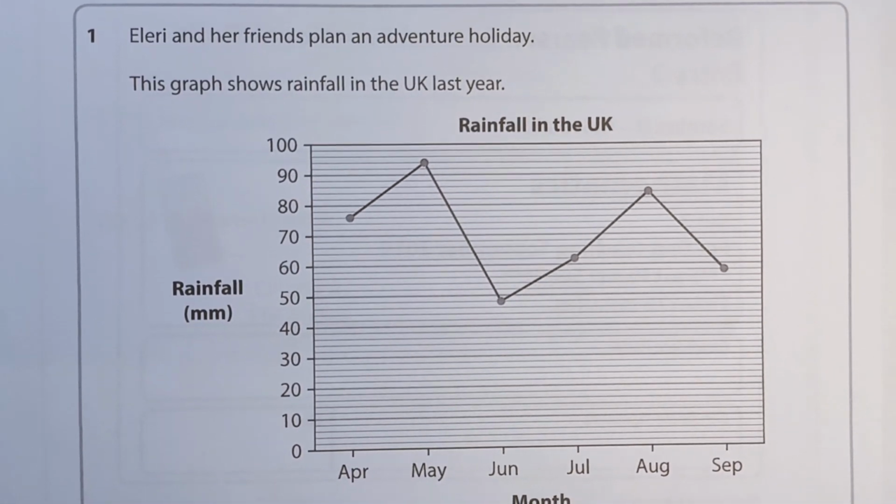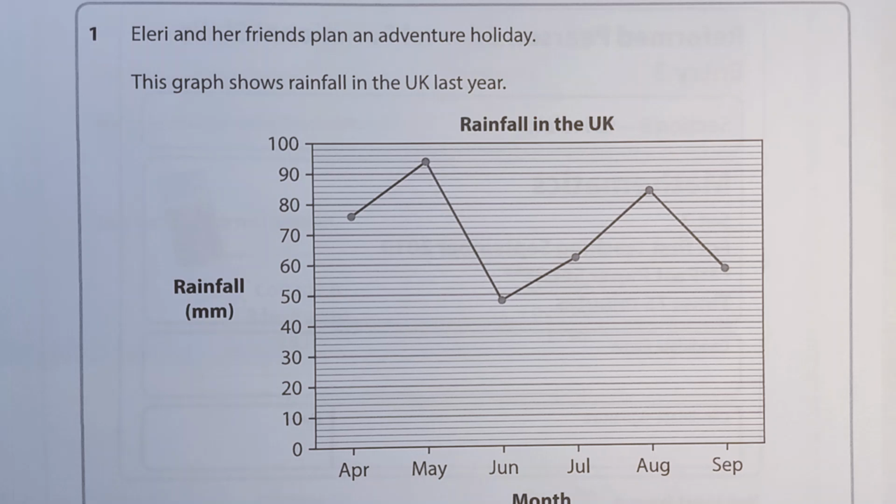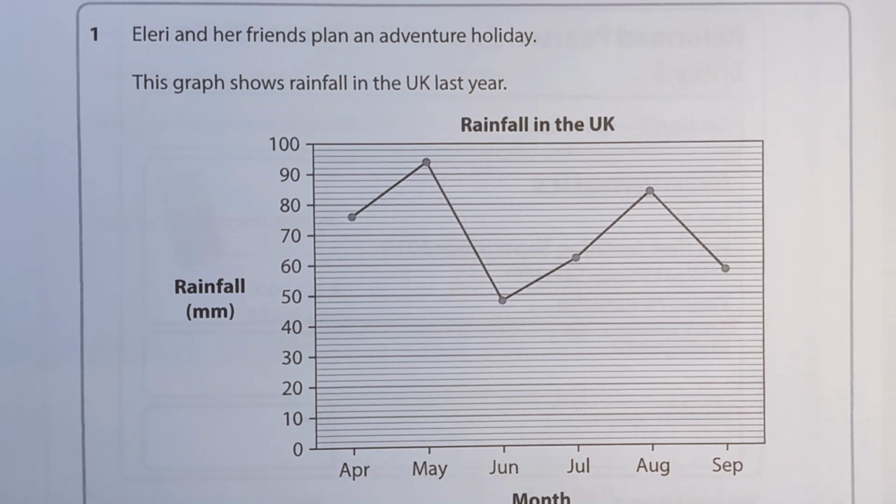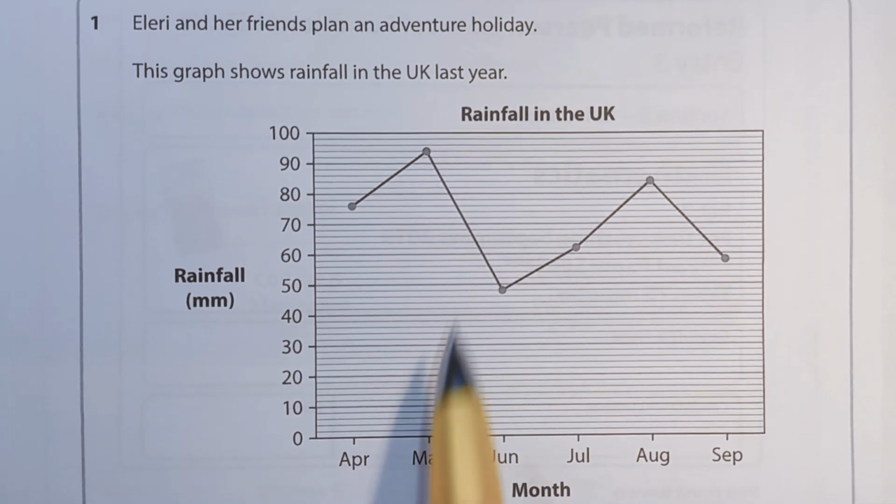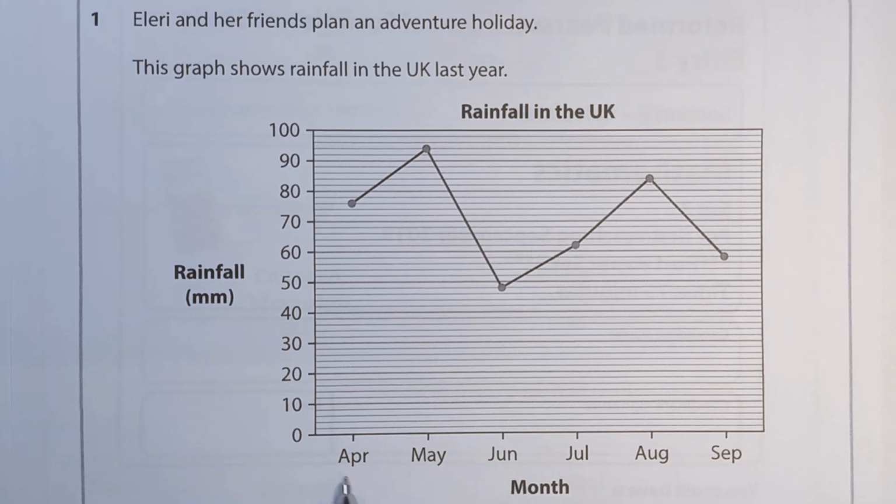Question 1. Ellery and her friends plan an adventure holiday. The graph shows rainfall in the UK last year. So we've got rainfall in the UK. We've got the months down at the bottom. So we've got April, May, June, July, August and September. And we've got the amount of rainfall here, and they're telling us it's in millimetres. So here's the height.